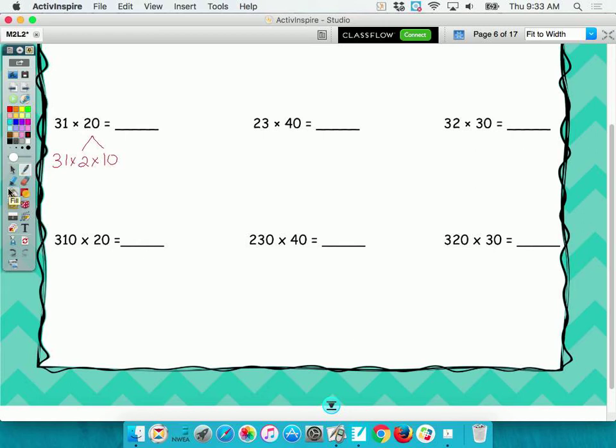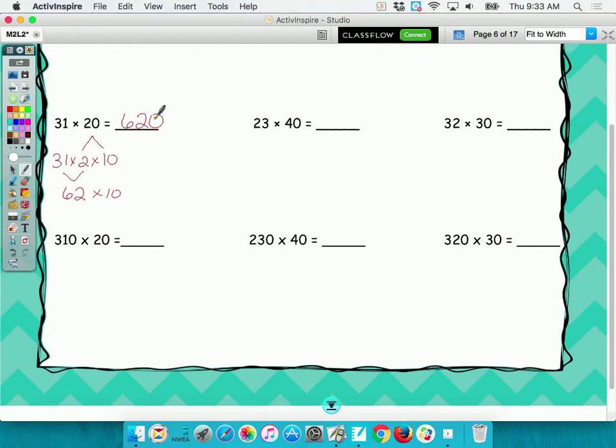31 times 2 times 10. And do I want this little caret here? Yes, I do. The one that I took from the 20. It reminds me a little bit of a number line. Okay, so now I'm going to do 31 times 2, which is 62 times 10. What's my answer? 620. Yeah, much less writing than yesterday.